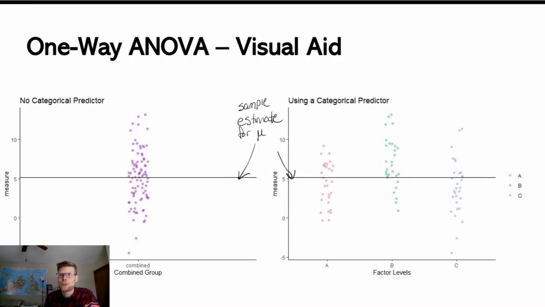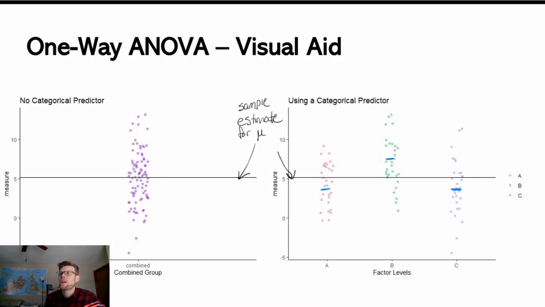On the right, though, it's a line that gives me a reference point for how much the particular factor levels seem to be affecting the plant growth. Because I have some individual group means as well, right? So for group A, it looks like the sample mean is somewhere around here, maybe. For group B, the sample mean is much higher, maybe up around here. And for group C, it's somewhere in here. It's kind of hard to tell.